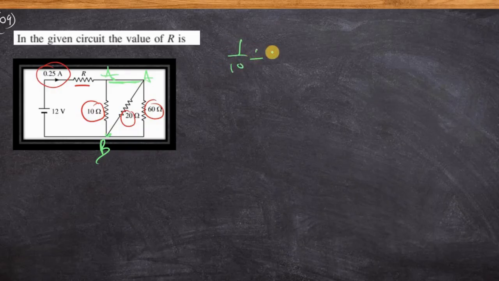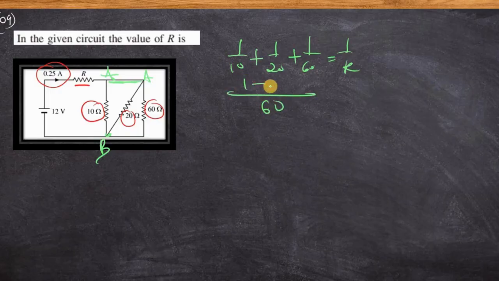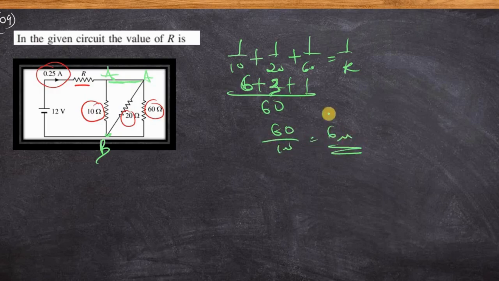So 1 over 10 plus 1 over 20 plus 1 over 60 equals 1 over, common denominator 60. 6, 3 and 1. So 60 divided by 10, we get 6 ohms. So equivalent resistance will be 6 ohm.